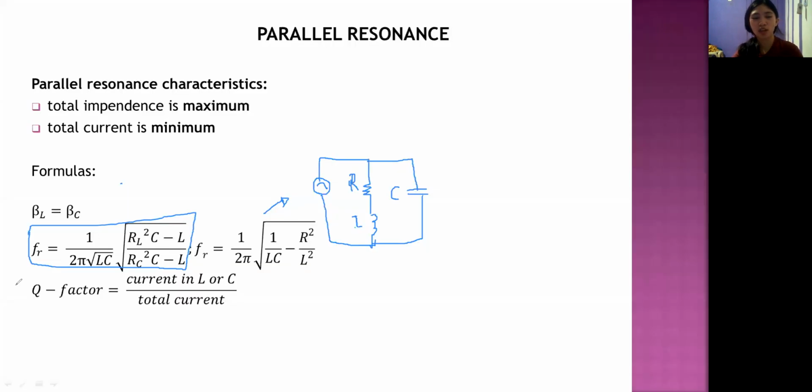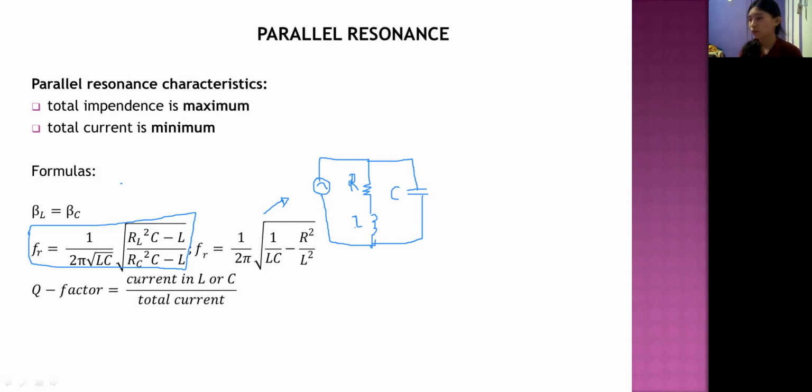One thing here is that we have the Q factor, which is just the selectivity of the circuit, as I've given the definition of it in the series resonance part. The Q factor in parallel resonance is taken in the current part, in which the Q factor is equal to the current in the inductor or the capacitor over the total current.